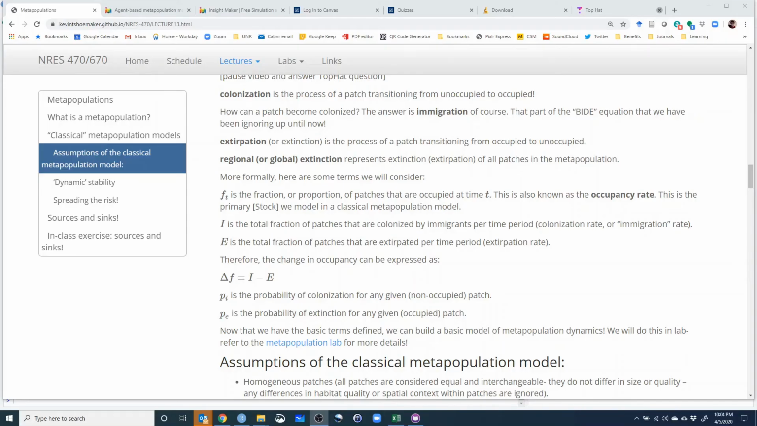All right, so colonization is the name for the process that describes a patch transitioning from unoccupied to occupied. So a patch becomes colonized, and of course becomes colonized through immigration. Extirpation is the name for the process whereby a patch transitions from occupied to unoccupied in a metapopulation. And the term regional or global extinction represents extinction of not just one or two patches in the metapopulation, but all the patches in the metapopulation.